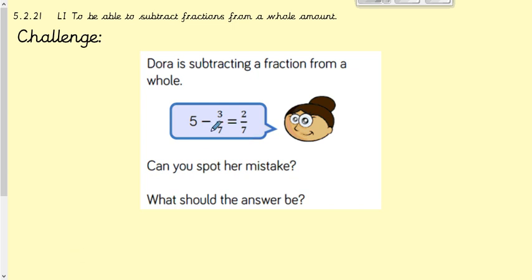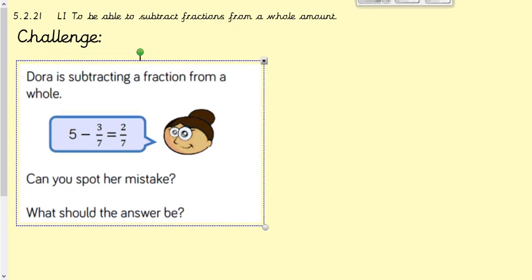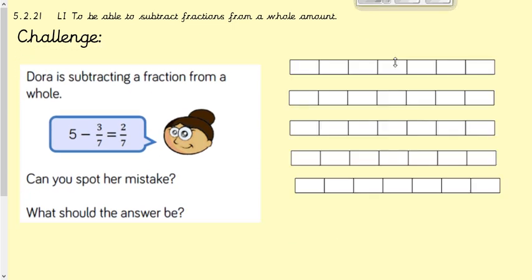So she has 5 wholes. So I'll draw, if I just pause the video, I'll get 5 wholes up in a minute, so just hang on a minute. Okay, so I've got my 5 shapes, and I've split them into equal parts of 7, because we're looking at sevenths. So Dora says she has 5 wholes, so these are all 1 whole, and they're all worth 1/7, and she's taken away 3/7. So let's take that away, 1, 2, 3. So then we're left with 1, 2, 3, 4 wholes and 1, 2, 3, 4 sevenths.